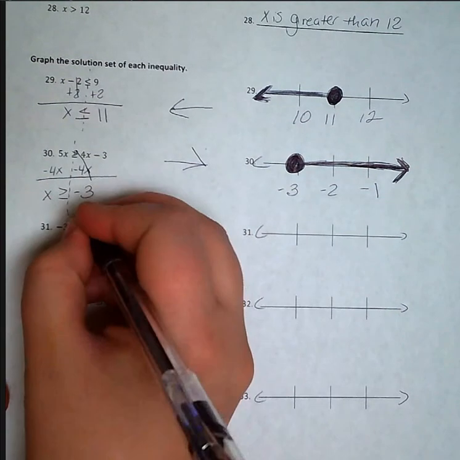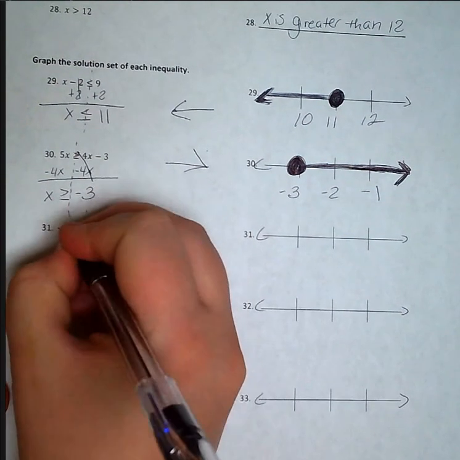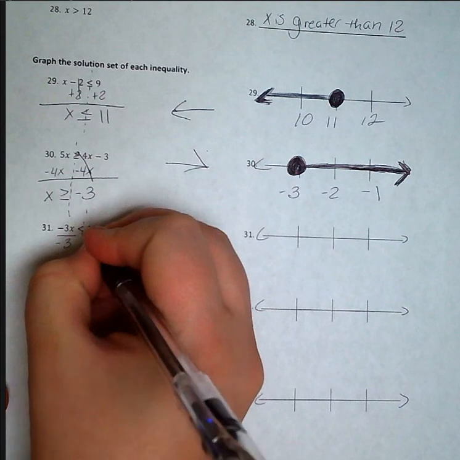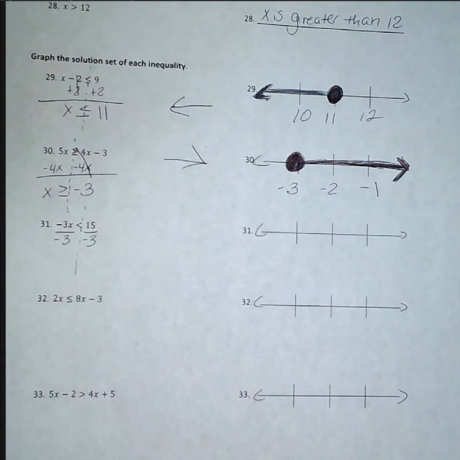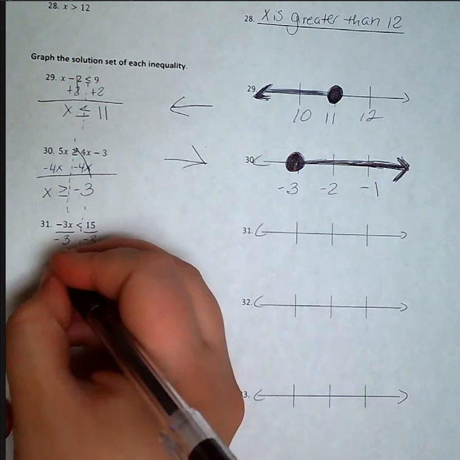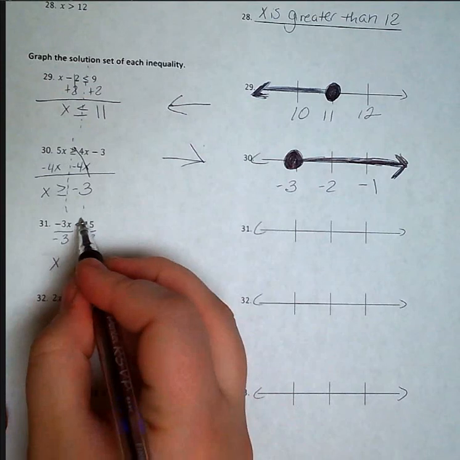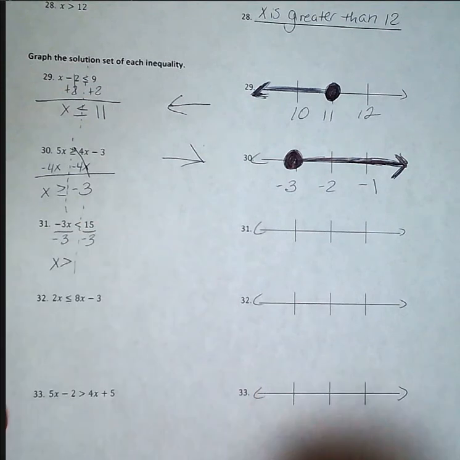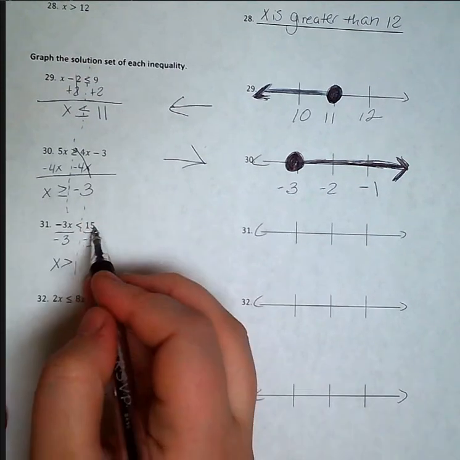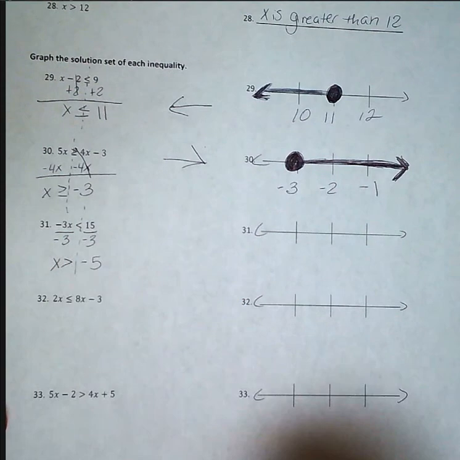In order to solve this one, you would have to divide by a -3. But remember, there's a rule. Whenever you multiply or divide by a negative number, you always have to flip that inequality sign. So instead of having a less than, we're going to make it a greater than. 15 divided by -3 is -5.